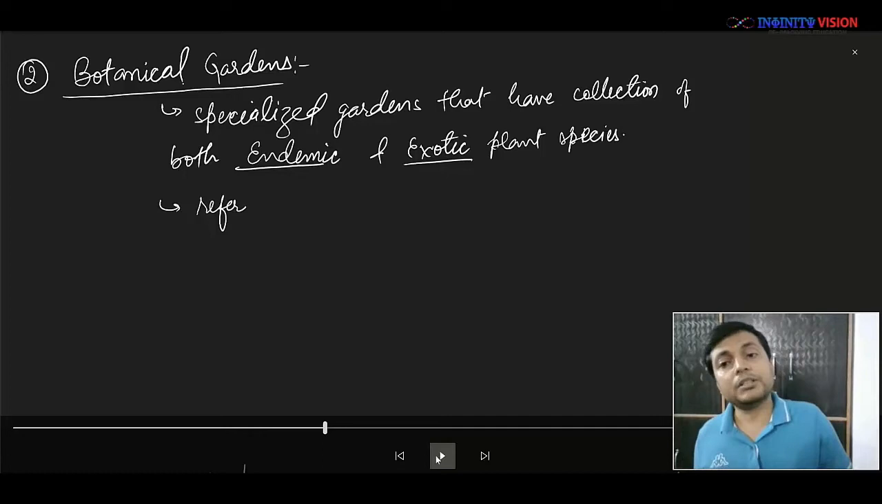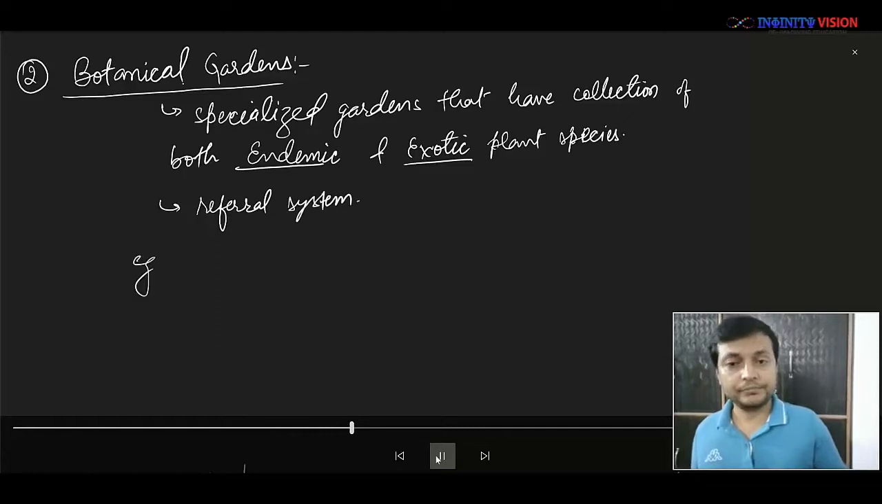So the botanical gardens are specialized gardens that have a collection of both endemic and exotic plant species in living conditions. They are living specimens, and since they are living specimens, these botanical gardens provide you a referral system so that you can go there and compare with the living specimen of the plant. And this is how the botanical gardens help in taxonomy, and that's why they are a taxonomical aid. Okay, great.